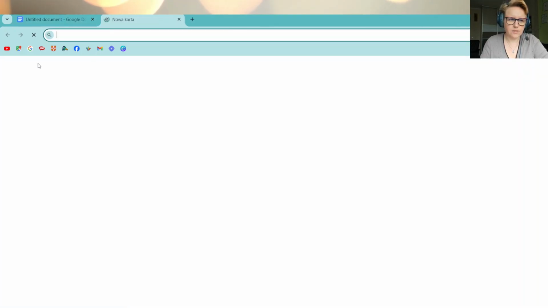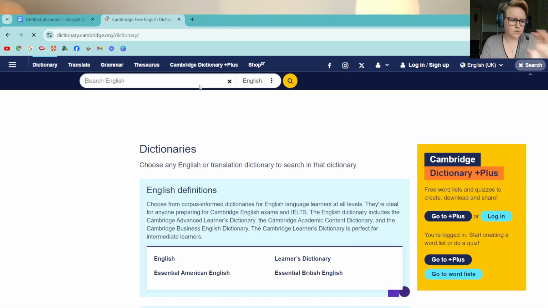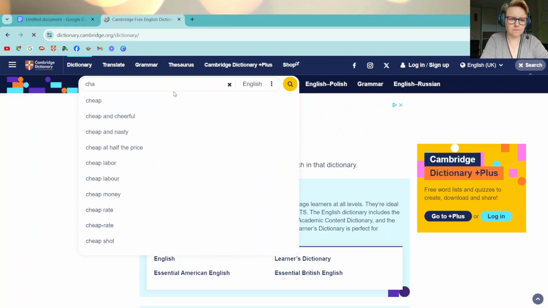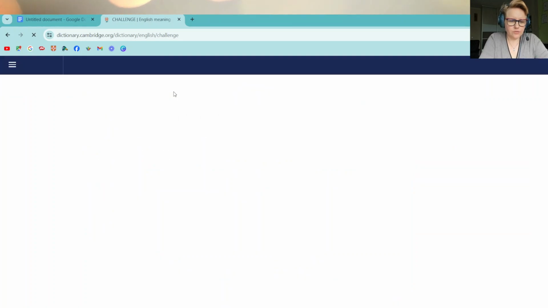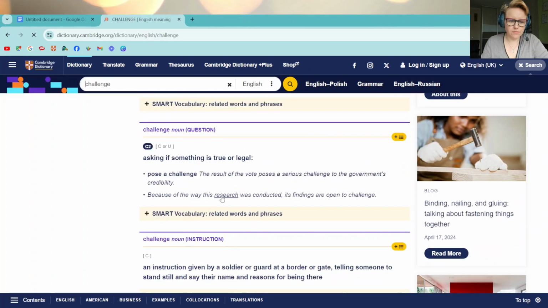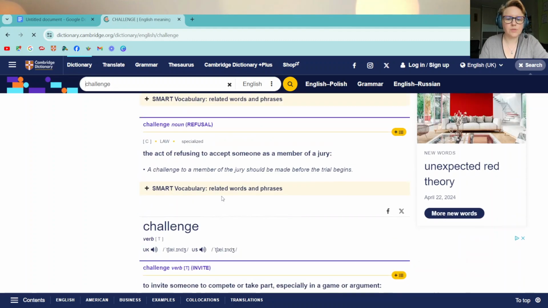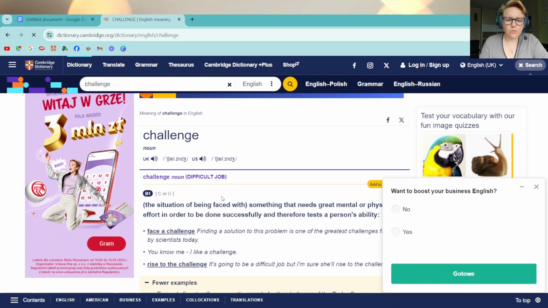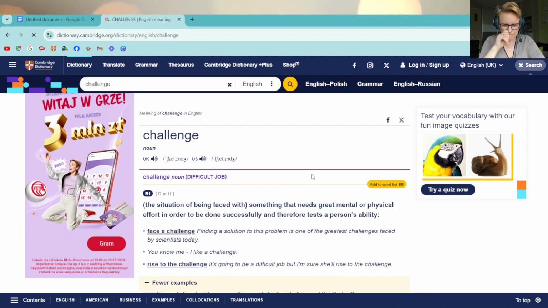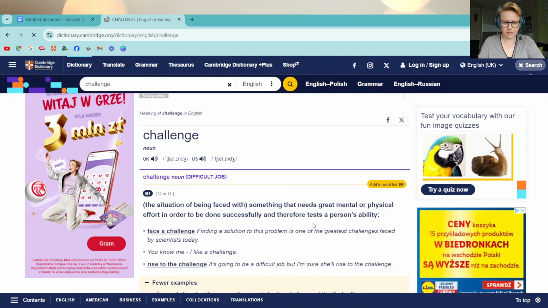So challenge, yes. Let us maybe choose dictionaries first. Challenge. The challenge can be a noun and it can also be a verb. Here we have a noun first and then we have a verb. So when you think about a noun, the definition we have here is the situation of being faced with something that needs great mental or physical effort. The word effort is also a good one. In order to be done successfully, and therefore tests a person's ability.